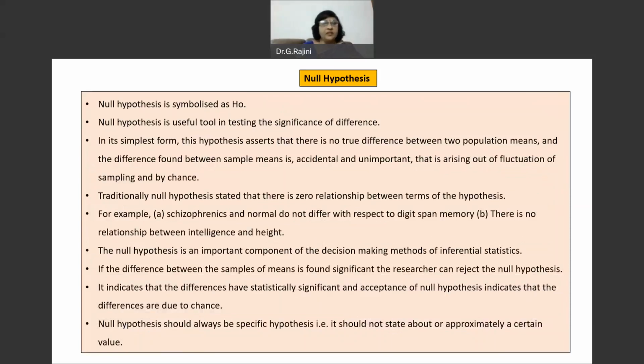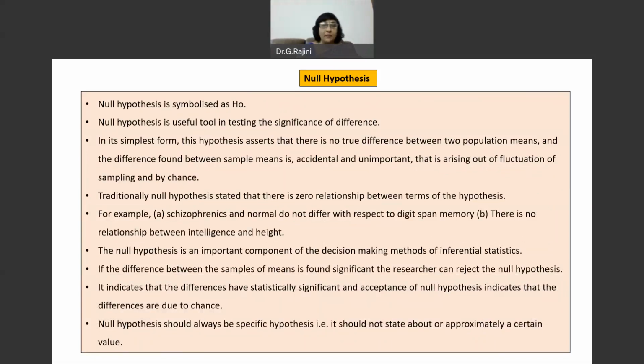So the null hypothesis is symbolized as H naught. See, this naught is a subscript. When you draft the report, you should be very clear that this naught is put in as a subscript. Okay. So the null hypothesis is a useful tool in testing the significance of difference.